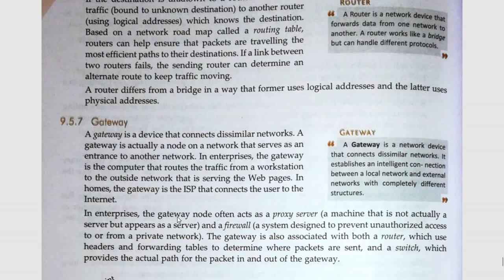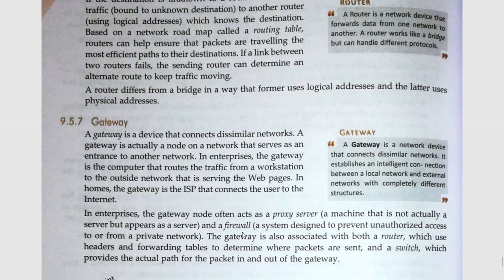In enterprises, the gateway node often acts as a proxy server, a machine that is not actually a server but appears as a server, and a firewall. A firewall is used only for security purposes. So the particular node which is acting as a gateway is actually a proxy server, and there is also a firewall. And what is a firewall?